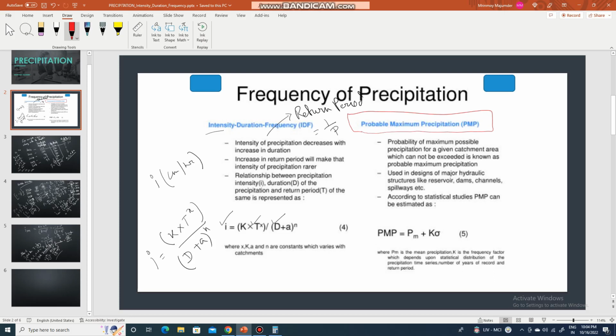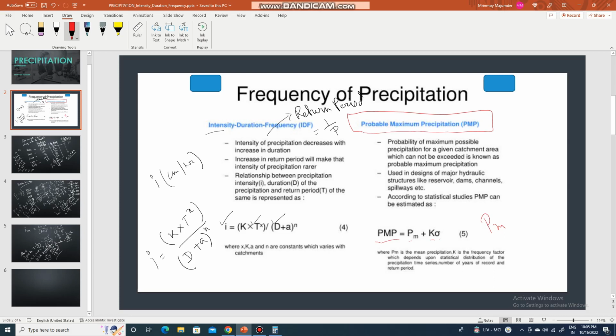So, what is the formula of this rainfall? The formula of this rainfall is PMP, probable maximum precipitation. It is P mean plus K multiplied by sigma. P mean is the mean precipitation of all the rainfall data given to the problem.